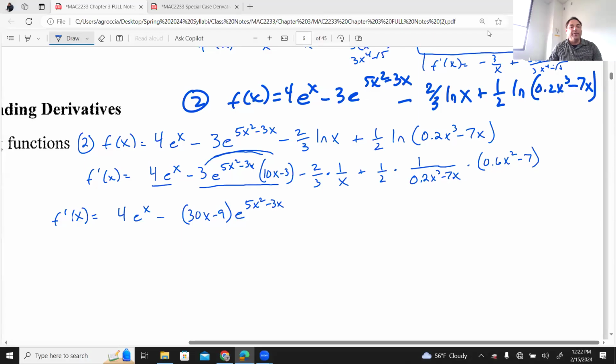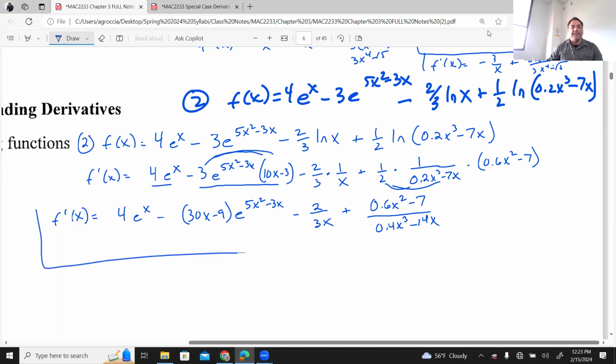The next one, this could be written as 2 times 1 is 2 over 3x. Okay. And then the last one, again, if we're like, oh, how am I going to clean this up? Well, 1 times that leaves you with 0.6x squared minus 7. On the bottom, we're going to distribute the 2. So that gives you 0.4x to the third minus 14x. So I would probably leave it like that.